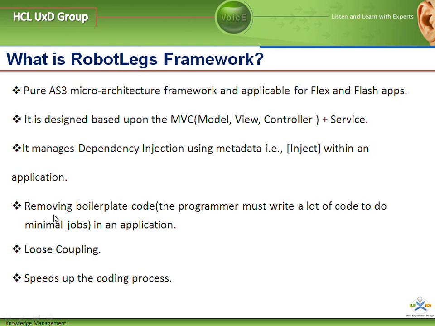And using this RobotLegs framework we can avoid boilerplate code. In the case of pure MVC, to achieve small things we need to do a lot of things. But in the case of RobotLegs, we need not bother about all those things. And this framework is completely loosely coupled because all layers are independent of each other. This framework also takes much less time to develop an application because we are avoiding boilerplate code.